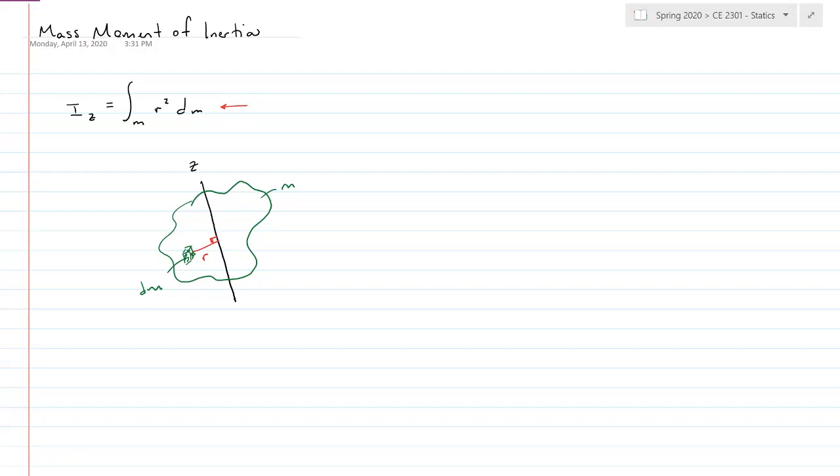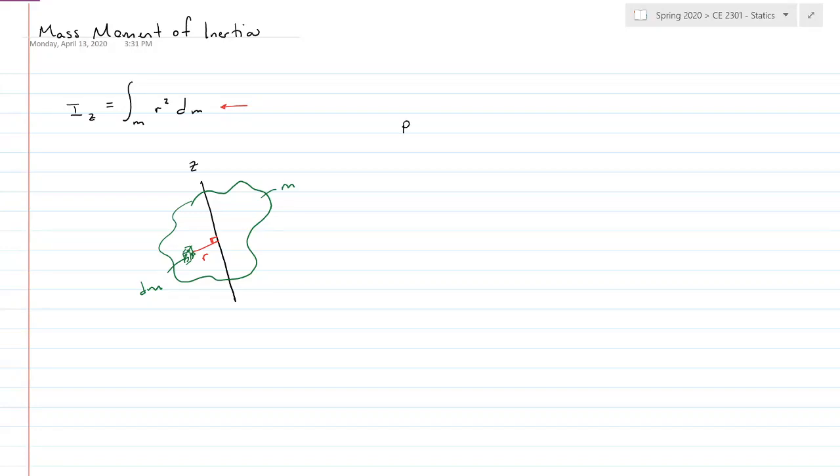Mass moment of inertia has a supplemental worksheet posted to the notes with some simple geometric shapes, geometric volumes: a square plate, circular plate, sphere, rod, and cylinder, and we'll be using those. We're not going to integrate mass moment of inertia in this course.